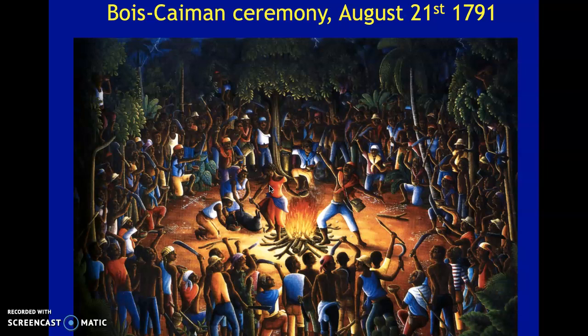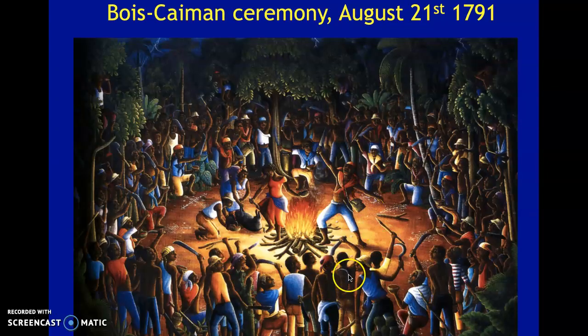This is a more modern painting, but it's based on what people who attended this ceremony in 1791 described it to be like. It was called the Bois Caïman ceremony. It took place on August 21st, 1791. And as you saw from the description for today's lesson, it was the spark that set the revolution in motion.